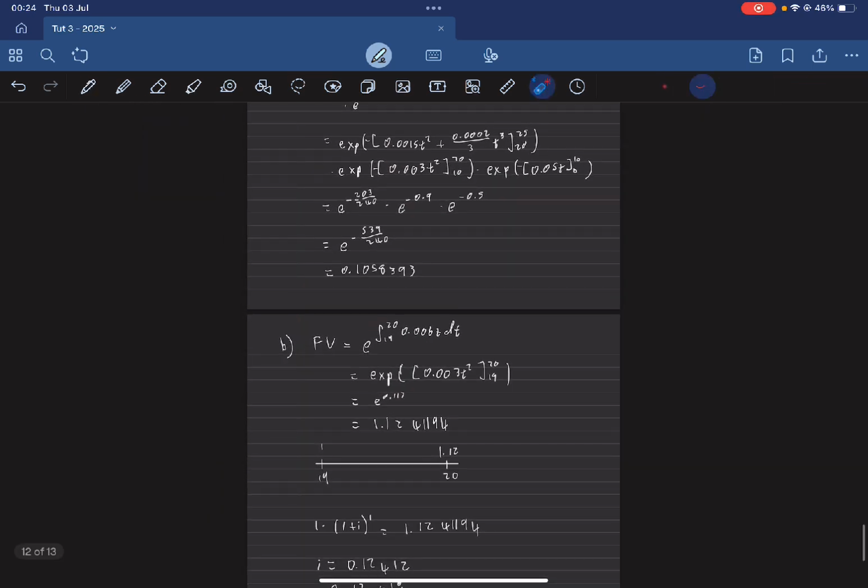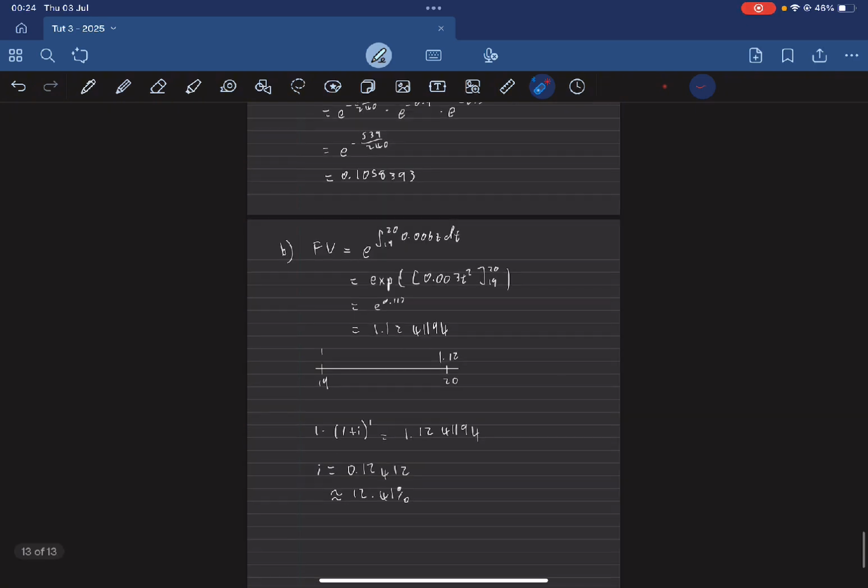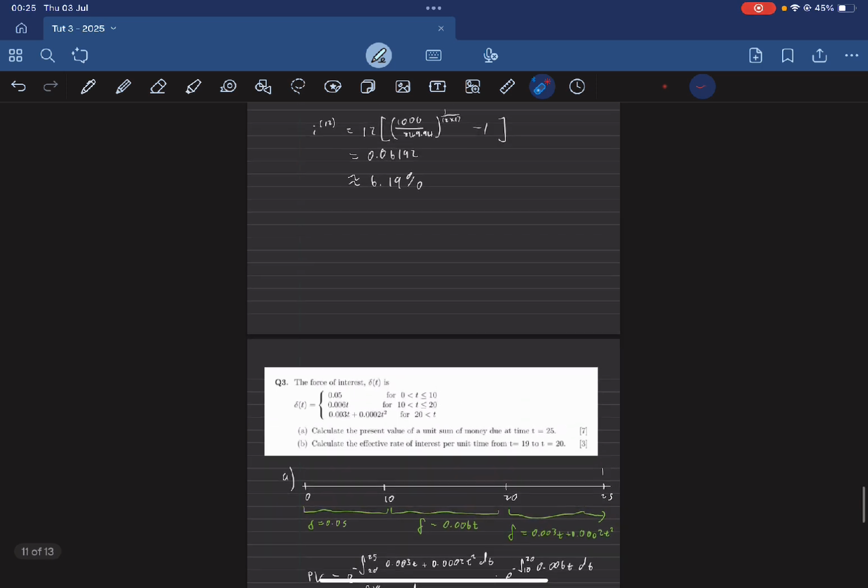Okay, so this was a little bit tricky to understand maybe, but all we did was we future valued using our force of interest from time 19 to 20. And we found that if we future valued it, we got about 1.12. And then using our interest rate, we could easily find that the interest rate is 12.41%. Perfect, and that's question 3 done.